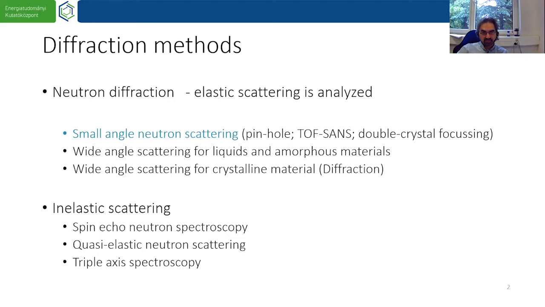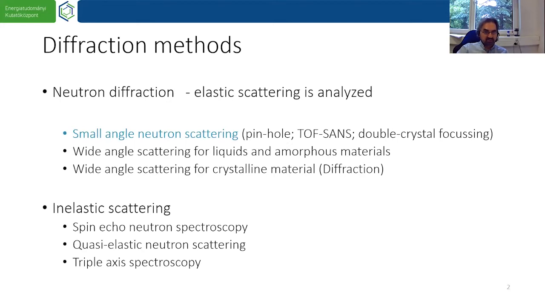Probably more familiar for everyone is the wide-angle scattering in crystalline materials, which is usually called diffraction. This is the same as X-ray diffraction. Here again, we use neutrons and we measure peaks, and the positions of the peaks provide information about the distances between the atomic planes in the solid material.